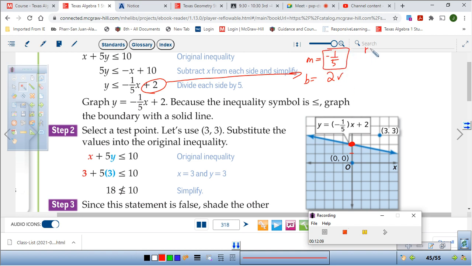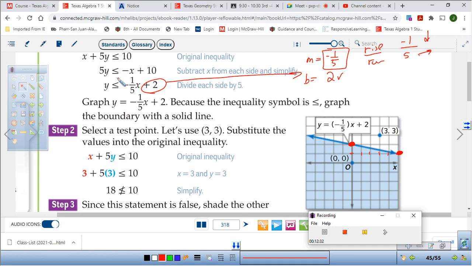This one right here, I'm going to do rise over run. I'm going to rise a negative 1, so I'm going to go down 1 from here. And I'm going to go 5 to the right. So I'm going to go down 1, then over 1, 2, 3, 4, 5, put my other point there.